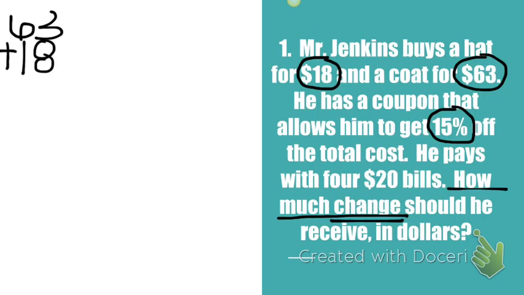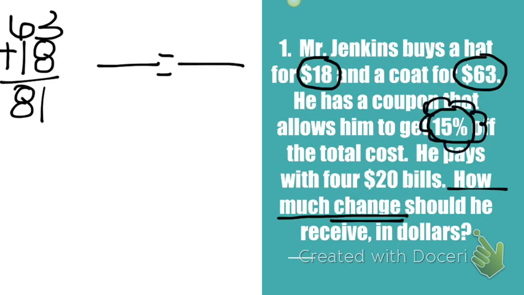And that is not working for me for some reason. There we go. And that's going to give you $81. So if there was no sale, they would have spent $81. That's your total amount. That's your original amount. So we're going to now stick this into a percent proportion to figure out this 15% savings.